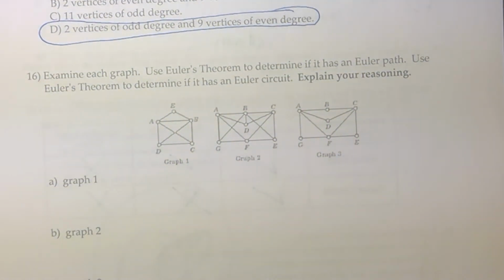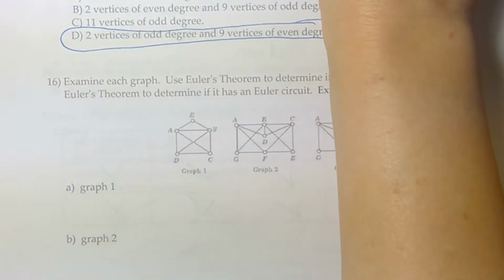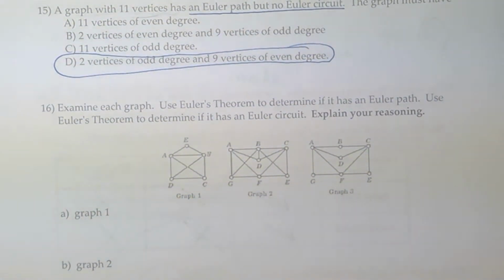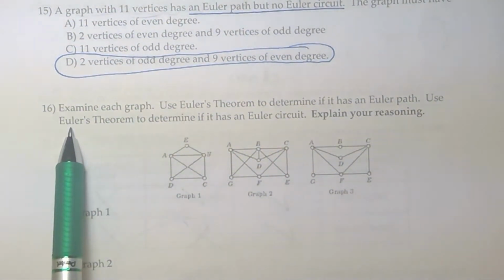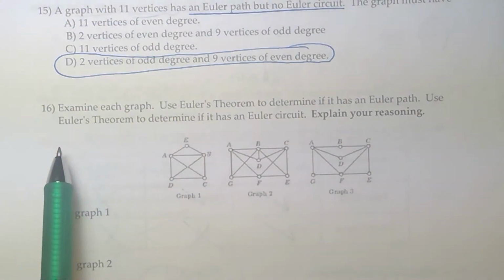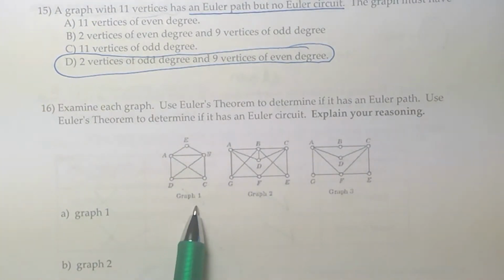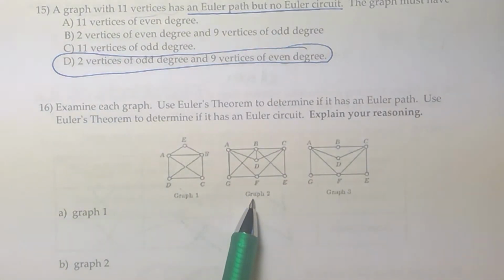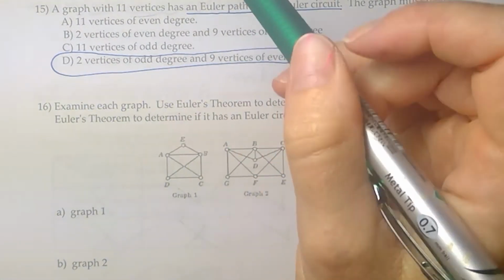We're going to start with graph 1 first, but the very first thing you have to do is find the degree of all your vertices, because Euler's theorem focuses on whether my vertices have even or odd degree. We're going to find the degree of the vertices for graph 1, and then I want you to pause the video and you do graphs 2 and 3 before you come back to check.